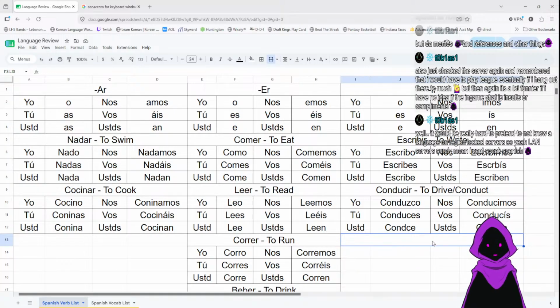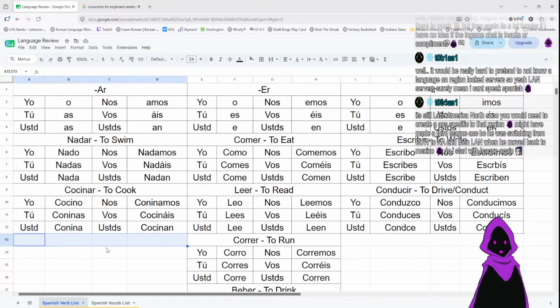Our next one is going to be, what have we not done? We have not done andar. Andar is the verb to walk.